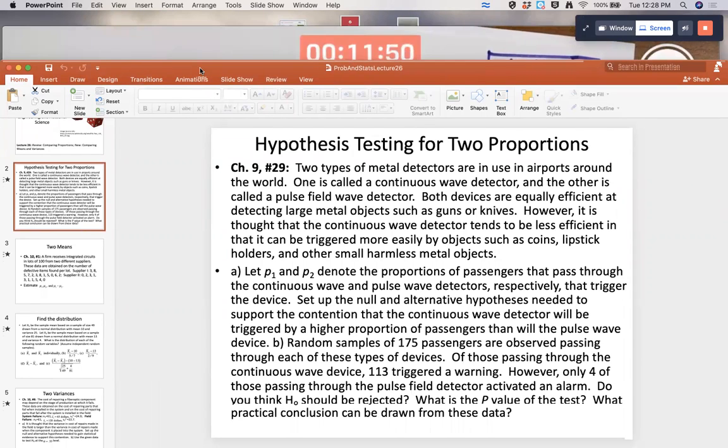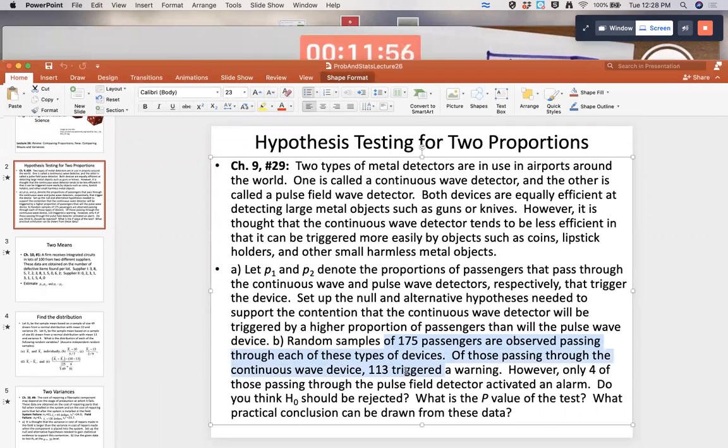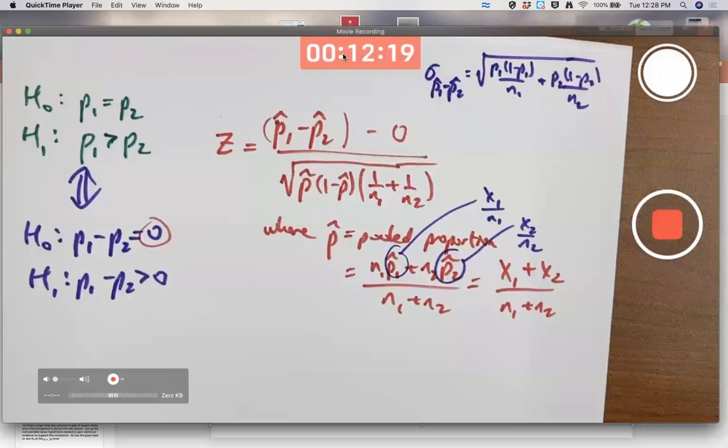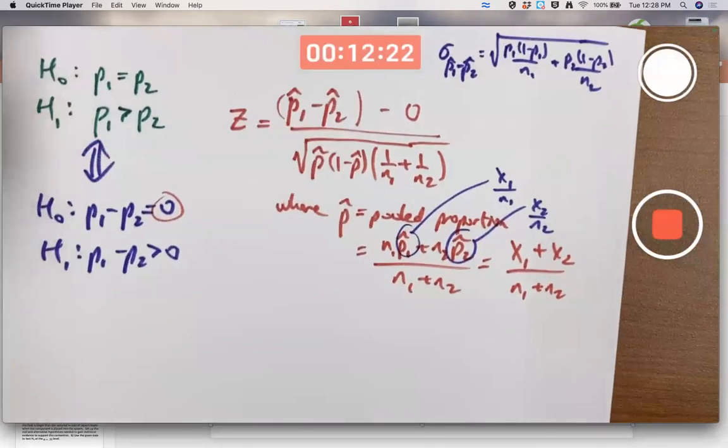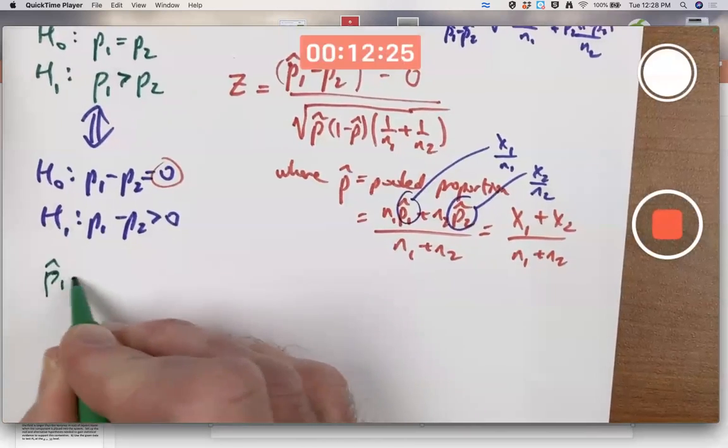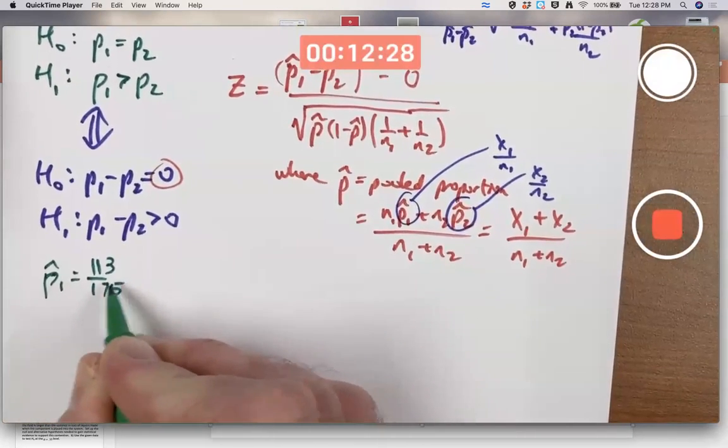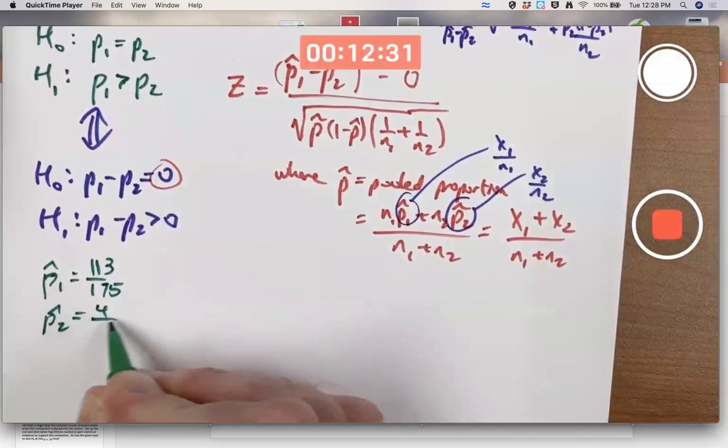P1 hat is much bigger than P2 hat. P1 hat is 113 out of 175, and P2 hat is only 4 out of 175. Both samples are size 175, though that's not necessarily the case in general. So the intuition is that we definitely are going to have strong evidence. We're in all likelihood going to reject the null hypothesis. The p-value is going to be very small.